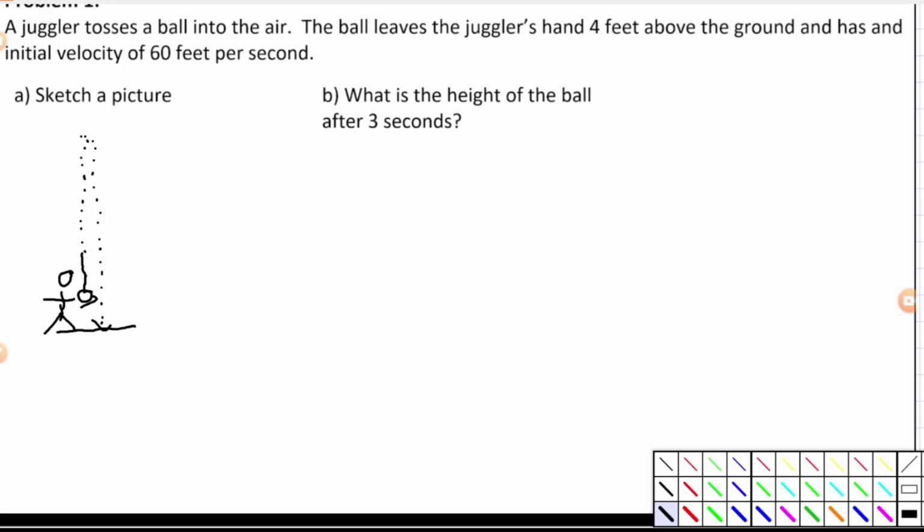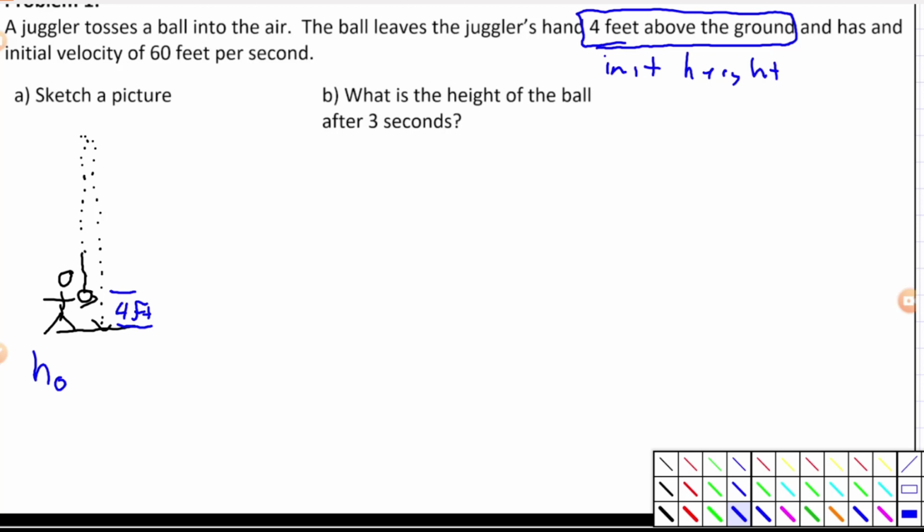So let's try part B. What is the height of the ball after 3 seconds? I'm going to go back and label this picture, because right now I need to start putting in some information here. A juggler tosses a ball into the air. The ball leaves the juggler's hand 4 feet above the ground. So this right here is your initial height. That's where we're throwing the ball from. So I'm going to label that right here. My initial height is going to be 4 feet. And remember, initial height, we call it h sub 0. So that's going to be 4 feet.